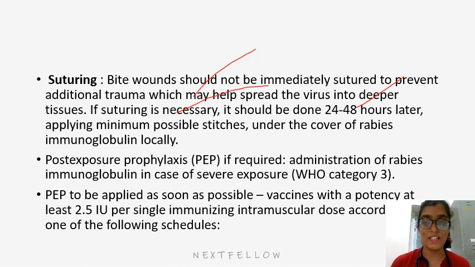Vaccines with a potency of at least 2.5 international units per single immunizing intramuscular dose according to one of the following schedules.